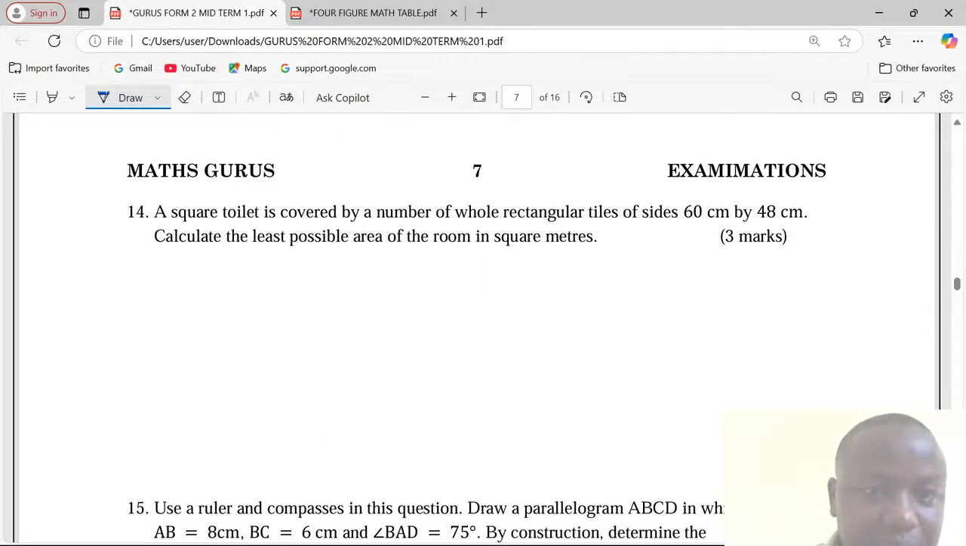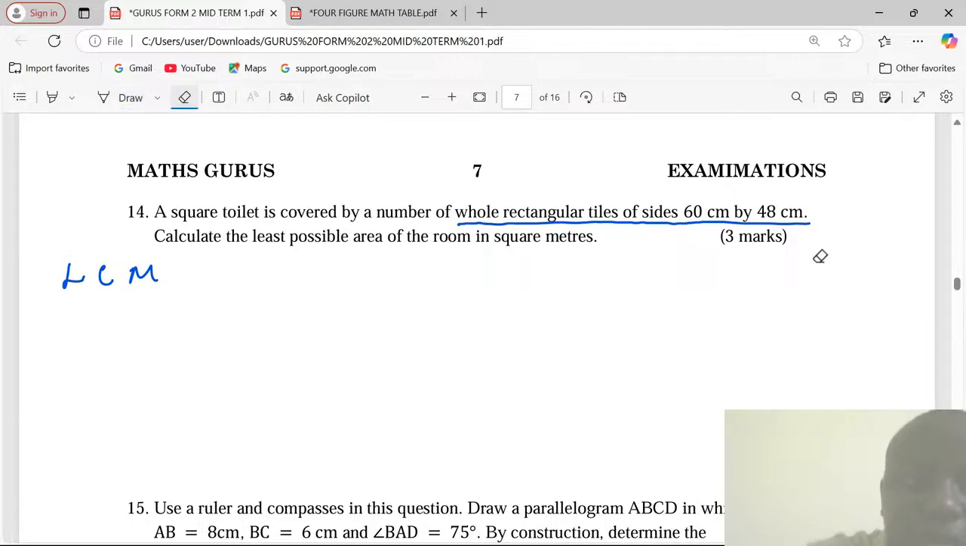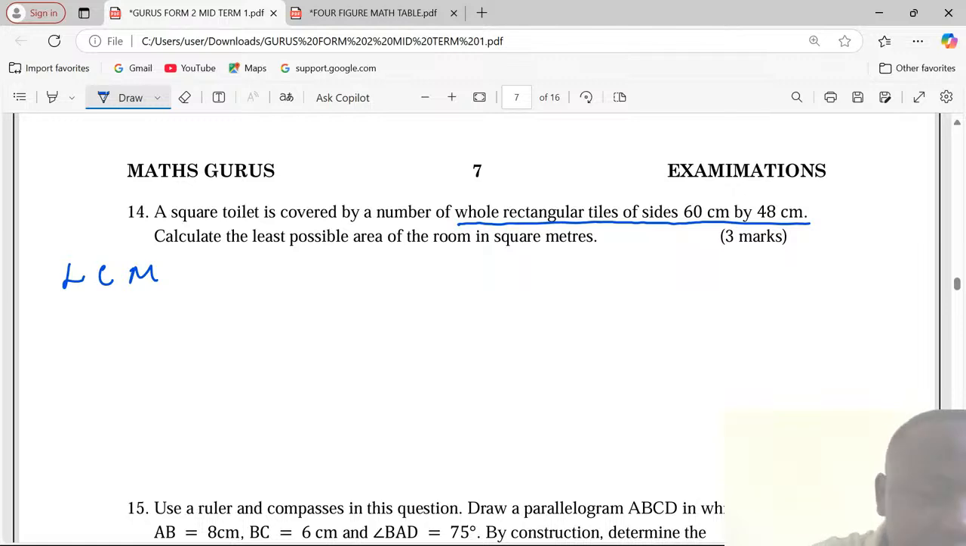Let's look at number 14, a very good question. A square toilet is covered by a number of whole rectangular tiles. Mark the word whole rectangular tiles. 60 by 48. Calculate the least possible area of the room in square meters. Therefore, we are supposed to know that the first thing to get here is the dimension of the square toilet. We are supposed to get the LCM, the least length that can be divided uniformly by both 60 and 48.